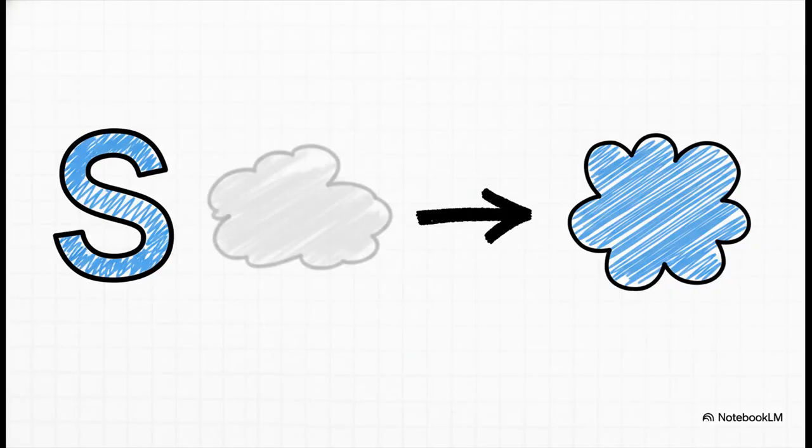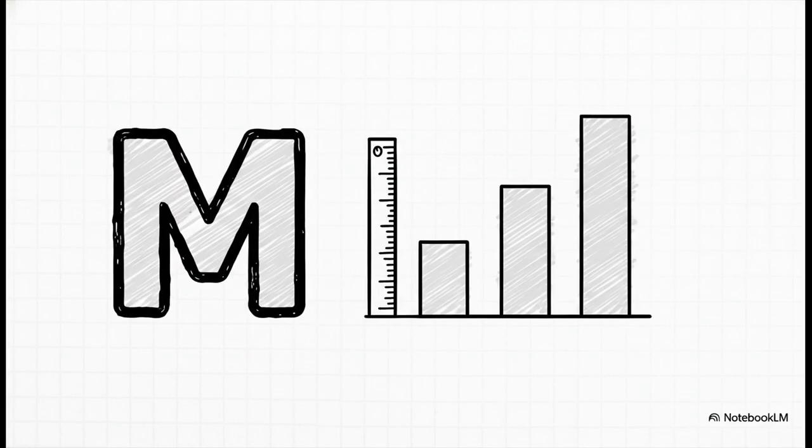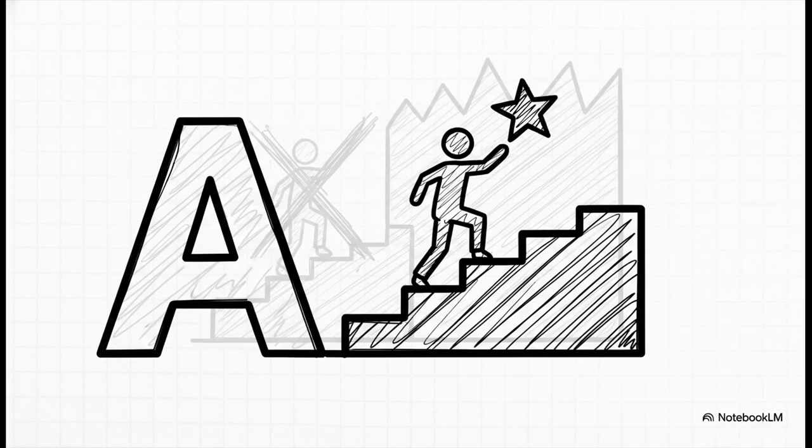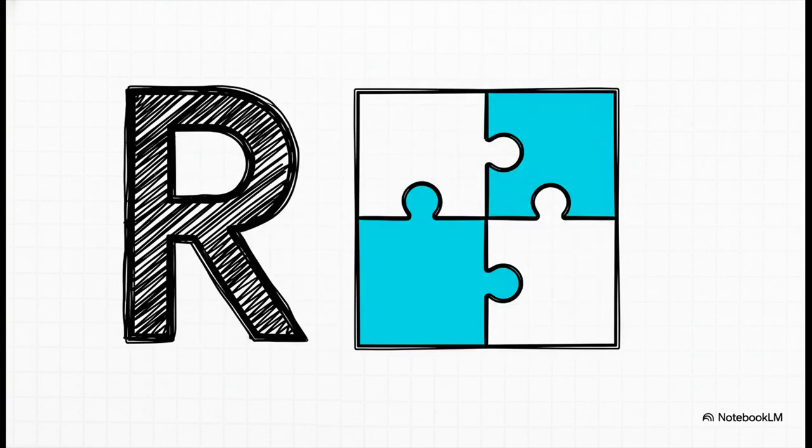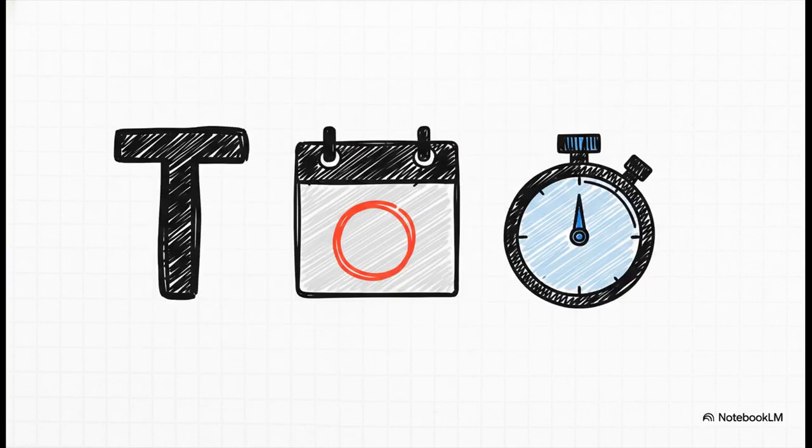First, S for specific. The goal has to be super clear with no room for confusion. Then, M for measurable. You've got to have a concrete way to track progress. A is for attainable. Is the goal actually achievable for this client right now? Next, R for relevant. Does this goal make sense for their overall treatment? And finally, T for time-bound. Every single goal needs a clear deadline, period.